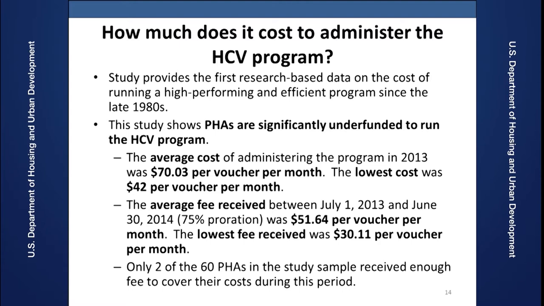So only two of the 60 PHAs in the study sample received enough fee during this period to cover their costs. So in other words, the fees received in this period did not cover the costs incurred for 58 of the 60 study PHAs.